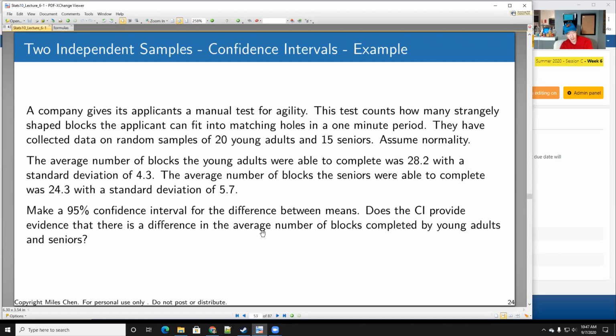So we want to know, we got an average of 24.3 and an average of 28.2 in our samples. Does that mean that the populations have different means? So we're going to make a 95% confidence interval for the difference between means. Does the confidence interval provide evidence that there's a difference in the average number of blocks completed by young adults and seniors? So we're going to compare 28.2 and 24.3 and ask what it says about the populations.